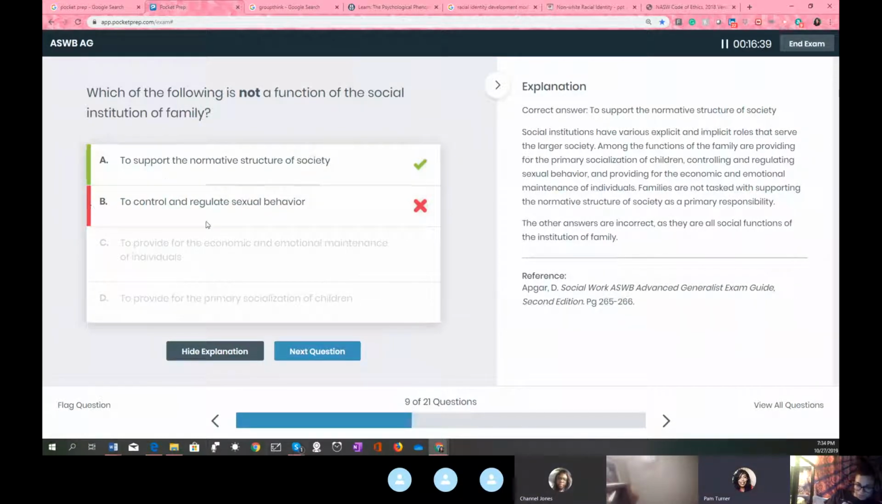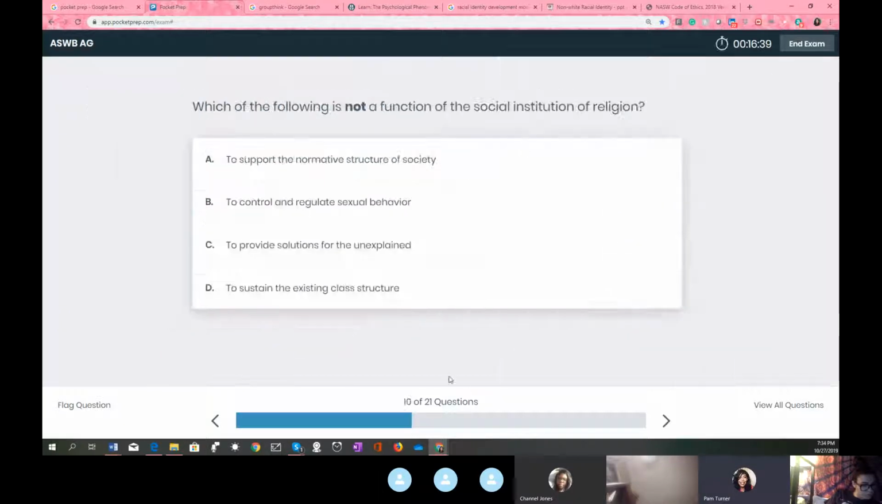The functions are to regulate social behavior, to promote economic and emotional maintenance for individuals, and to provide for primary socialization of children. Those are the roles of family. That's what we're supposed to do. Okay, I'm going to go through all of these. Let's skip those.